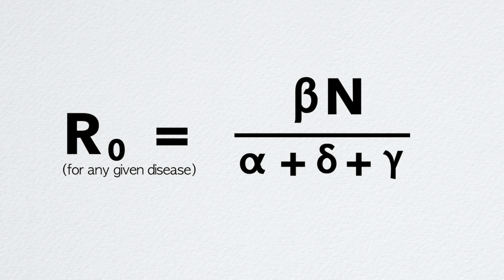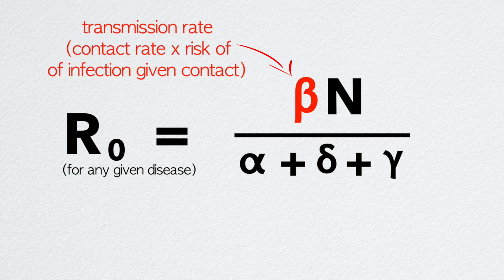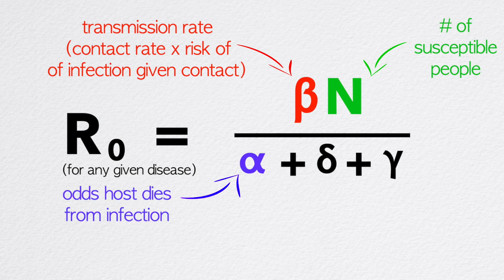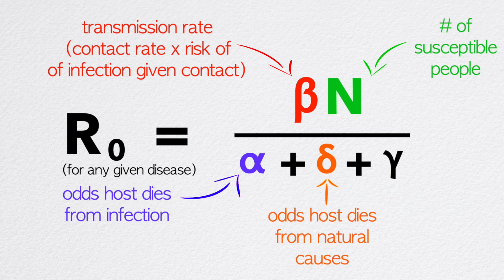R0 is calculated according to the following equation, where beta is the transmission rate, the contact rate multiplied by the risk of infection given contact, and N is the number of susceptible people a sick person can potentially interact with. Beta N is then divided by alpha, the odds that a host dies from infection, plus delta, the odds that a host dies from natural causes other than infection, plus gamma, the odds that a host recovers from infection.